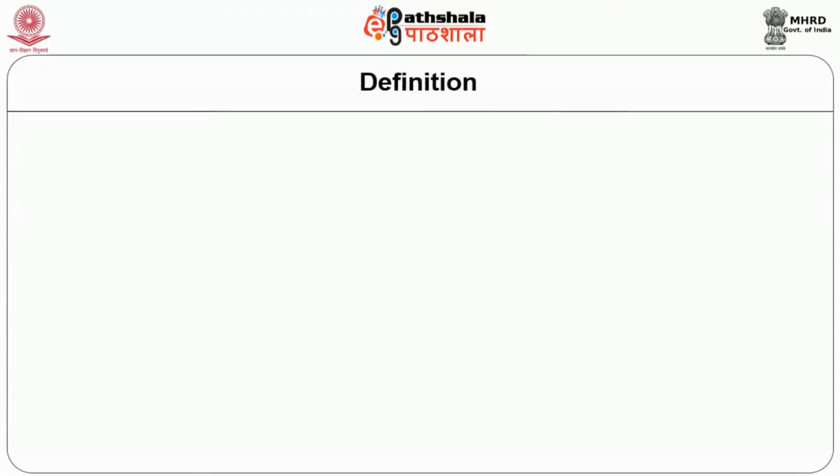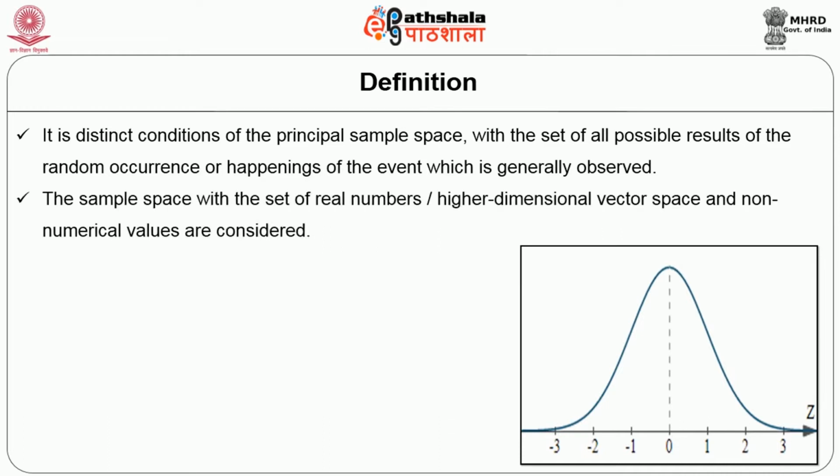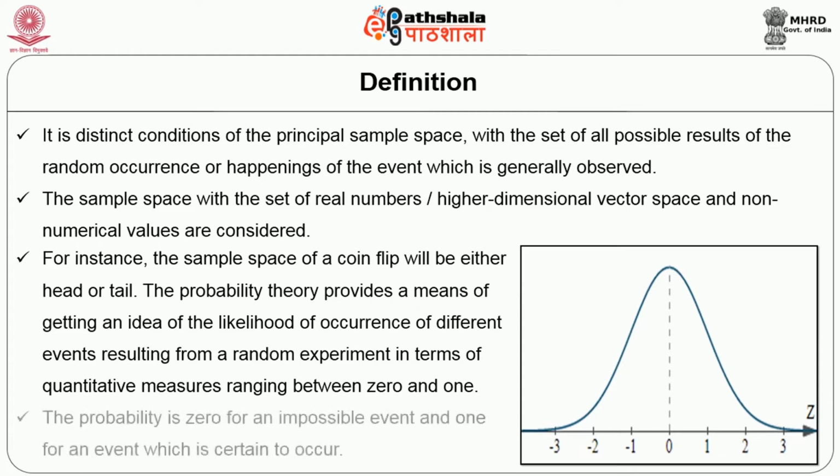Now let us understand what the definition says about probability distribution. Probability distribution is a distinct condition of the principal sample space with the set of all possible results of the random occurrence of events which is generally observed. The sample space with the set of real numbers or higher dimensional vector space and non-numerical values are considered here. For instance, the sample space of a coin flip will be either head or tail. Probability theory provides a means of getting an idea of the likelihood of occurrence of different events resulting from a random experiment in terms of quantitative measures ranging between 0 and 1. The probability is 0 for an impossible event and 1 for an event which is certain to occur. This is what the definition says.